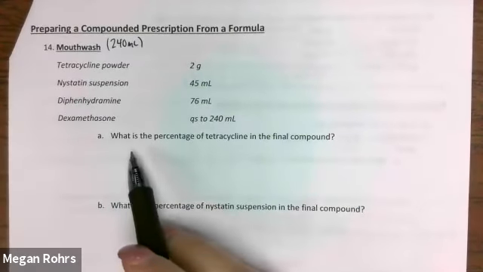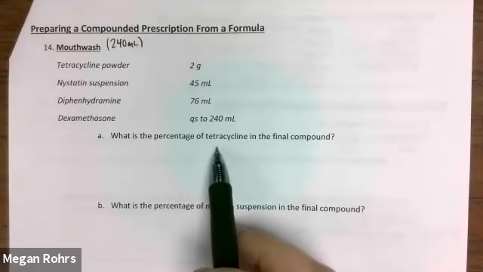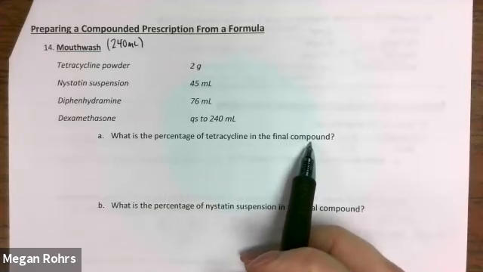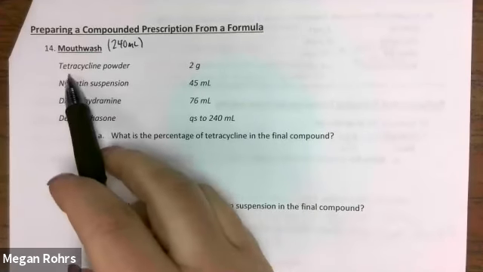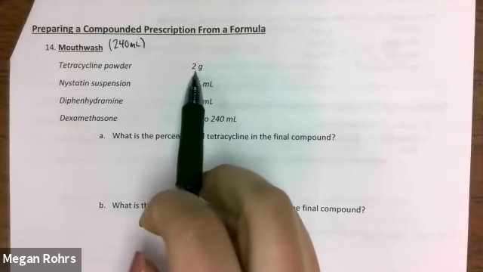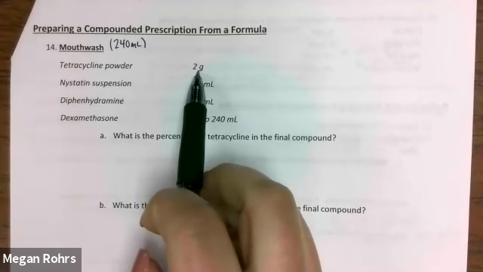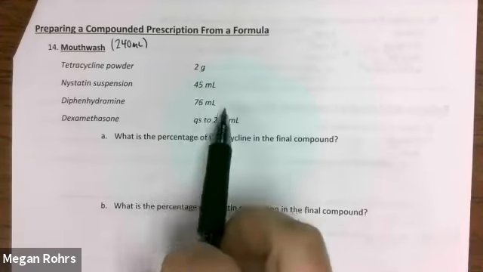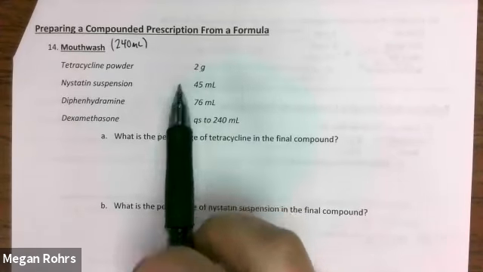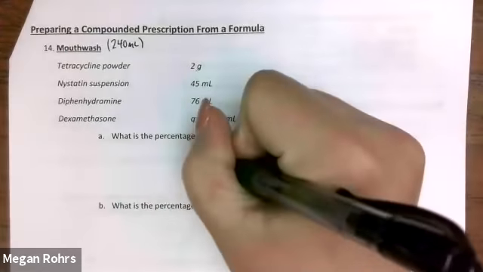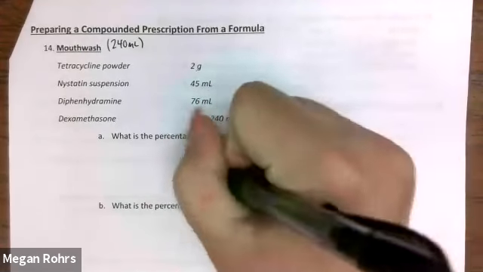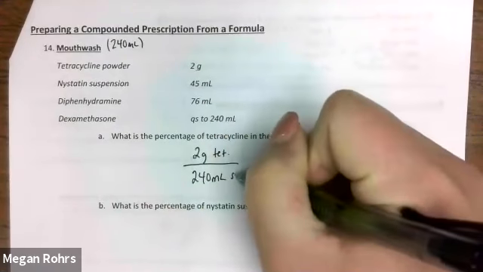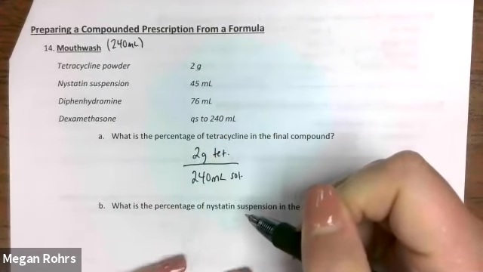Now, A says, what is the percentage of tetracycline in the final compound? Well, let's look at tetracycline. We know that there are 2 grams in this formula, and once again, the formula is making a total of 240 mils. So we know that there are 2 grams of tetracycline in our 240 mil solution.